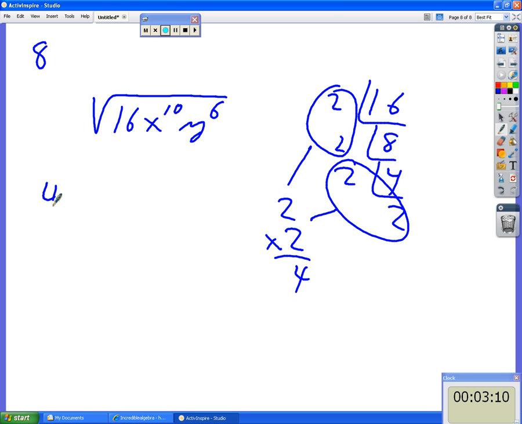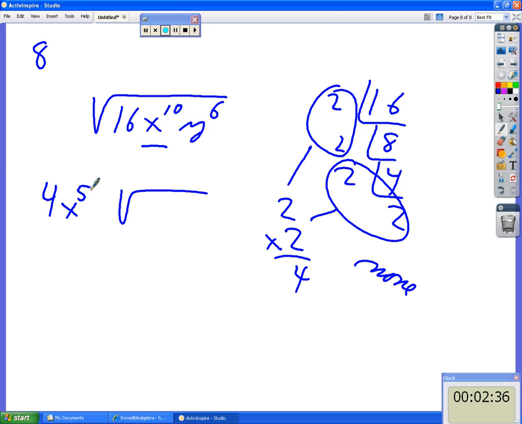The 4 comes outside. I have the square root there. What number is not circled? None. So there's no number left inside. Go to the x to the 10th. How many pairs of x's do I have if I have 10 x's? I have 5. So I bring the x outside with the exponent of 5. How many x's are left for the inside? 0. There are none left.